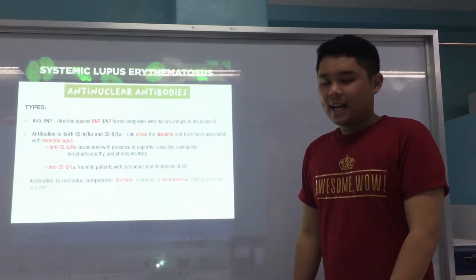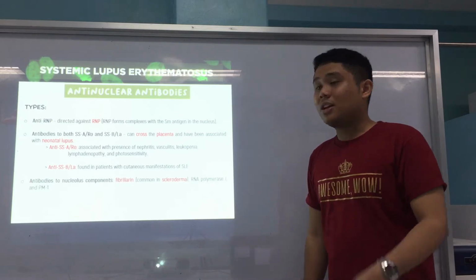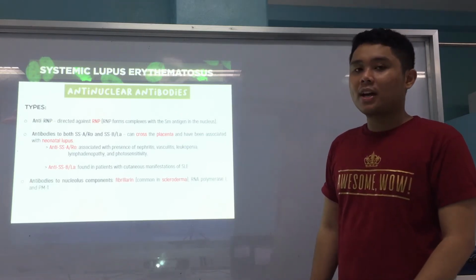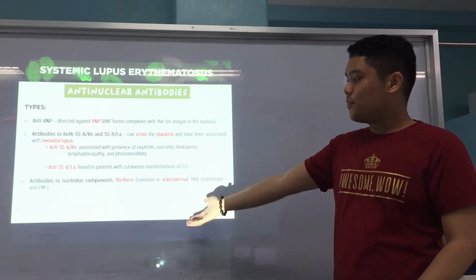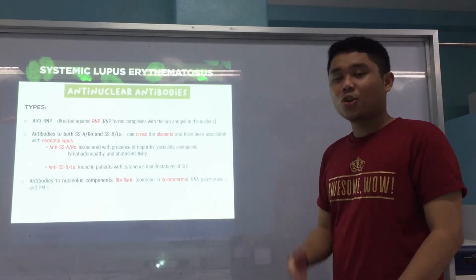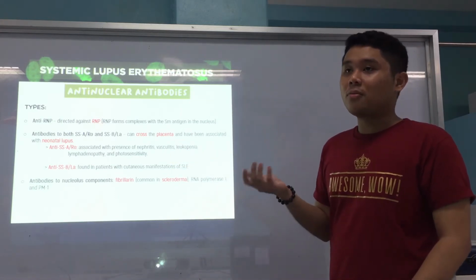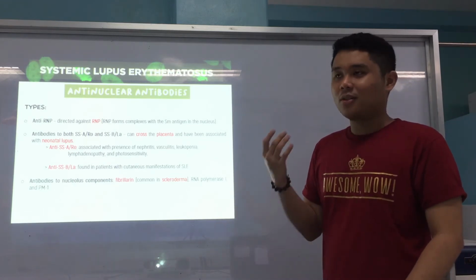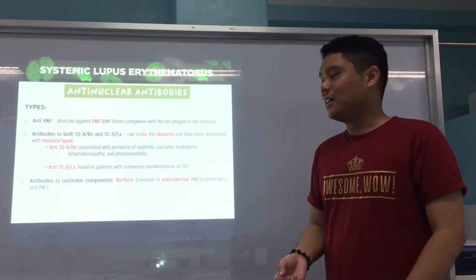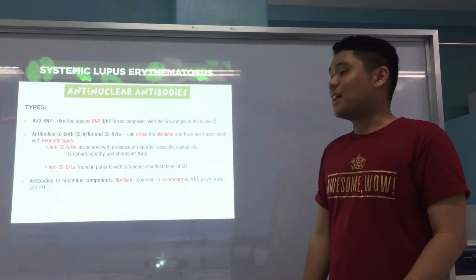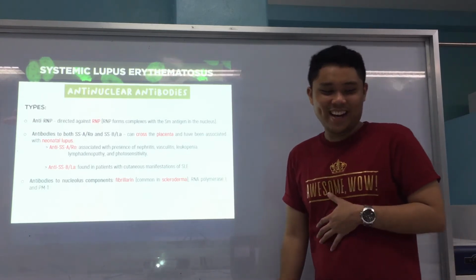Next, you have the antibodies to the nucleolus components, which can be antibodies to fibrillarin, which is common in scleroderma. Your scleroderma is an autoimmune connective tissue disorder. Then RNA polymerase I and PM-Scl.